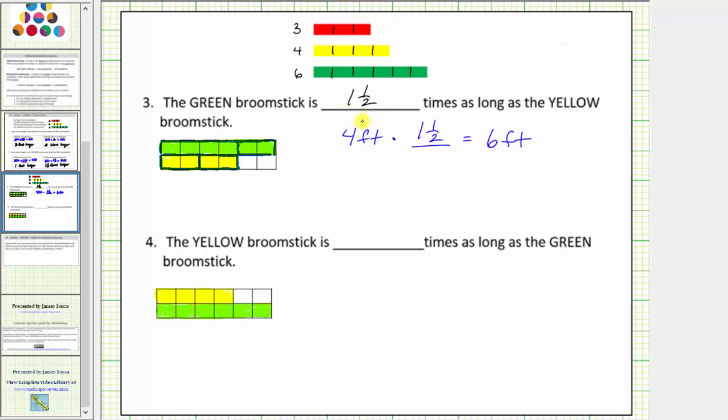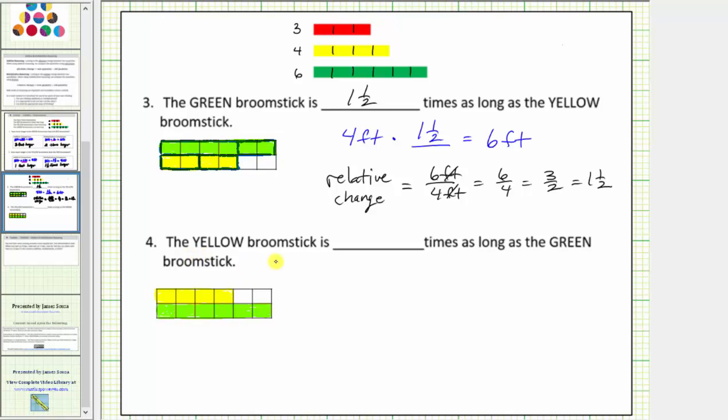Now we can also use the formula for relative change. Remember, the relative change is equal to the new quantity divided by the old quantity, which in this case would be the length of the green broomstick divided by the length of the yellow broomstick, which would be 6 feet divided by 4 feet. The units of feet simplify out, giving us 6/4, which equals 3/2, which equals 1.5. So we could say the green broomstick is 1.5 times, or 3/2 times, or even 6/4 times as long as the yellow broomstick.